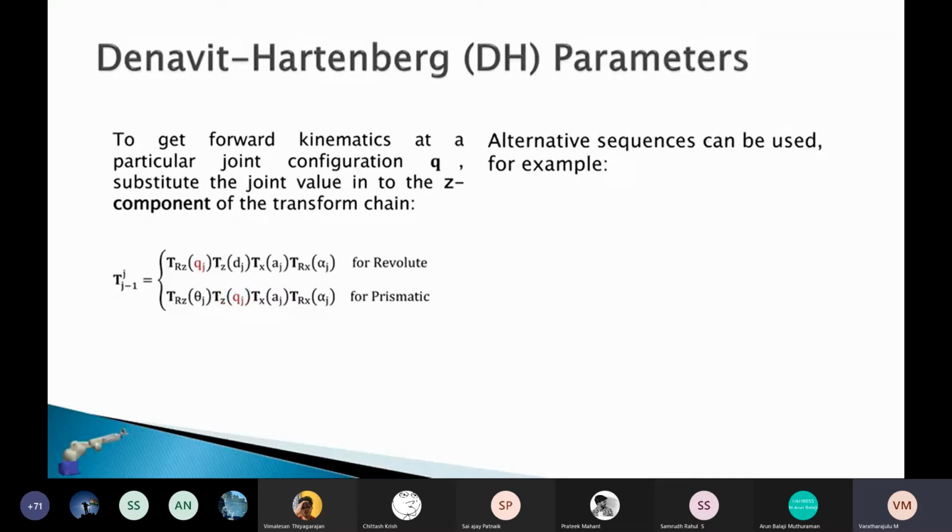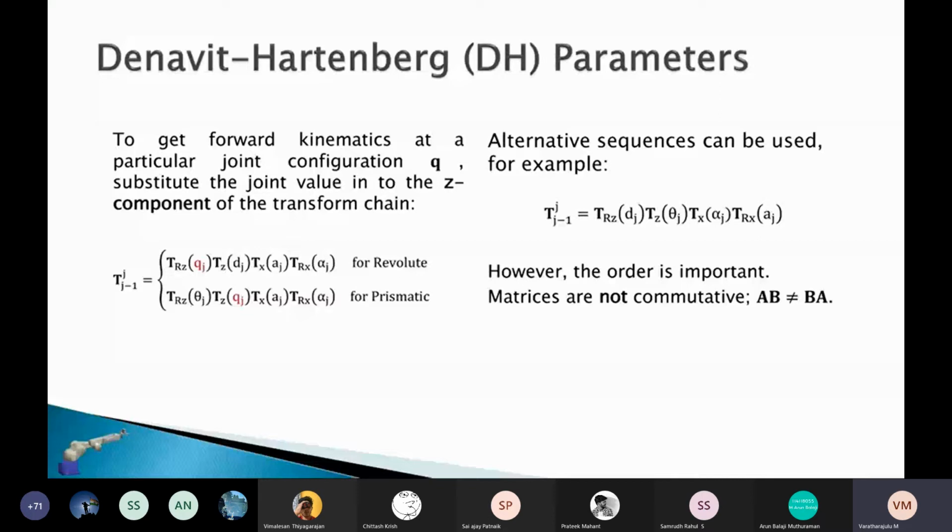Now, alternative sequences can be used for DH parameters, and this is one that I made up, so it might not be 100% accurate, but it illustrates the point. So I had D, theta, alpha, A. But the important point is that we must use the same sequence. Matrices are not commutative, and so use the same sequence for all joints. Different textbooks will give different combinations of DH parameters. You must use the same one and specify which ones you have used.